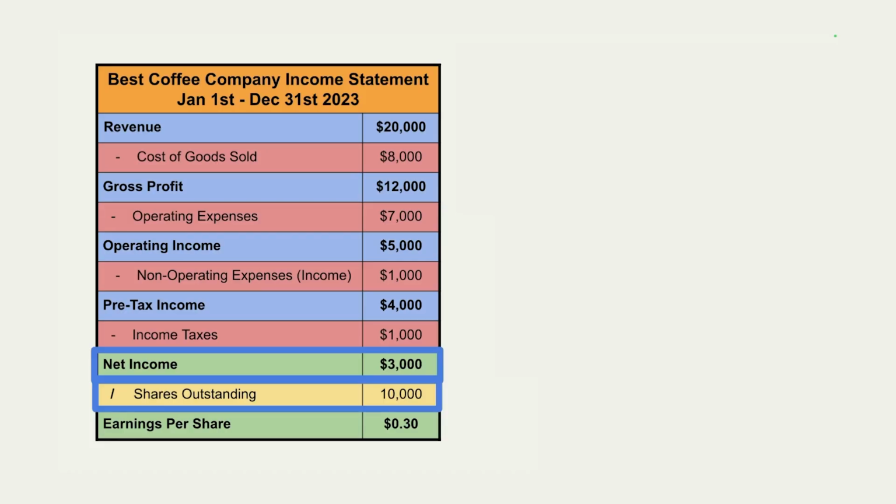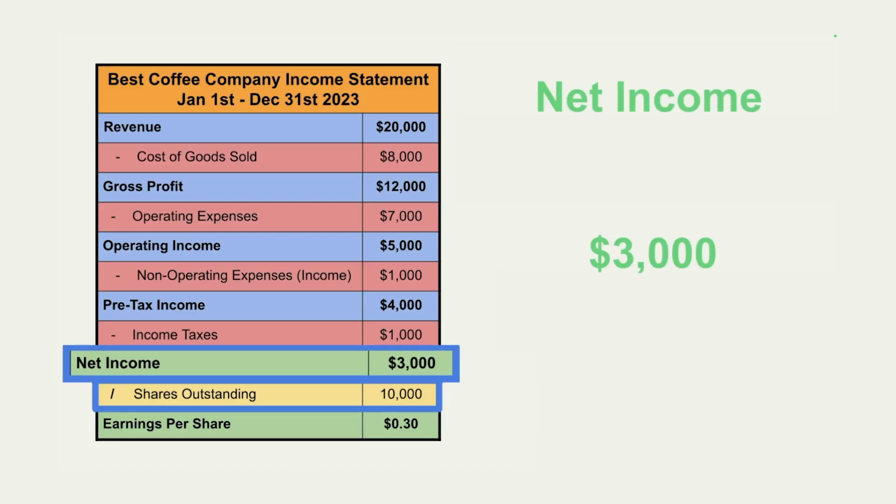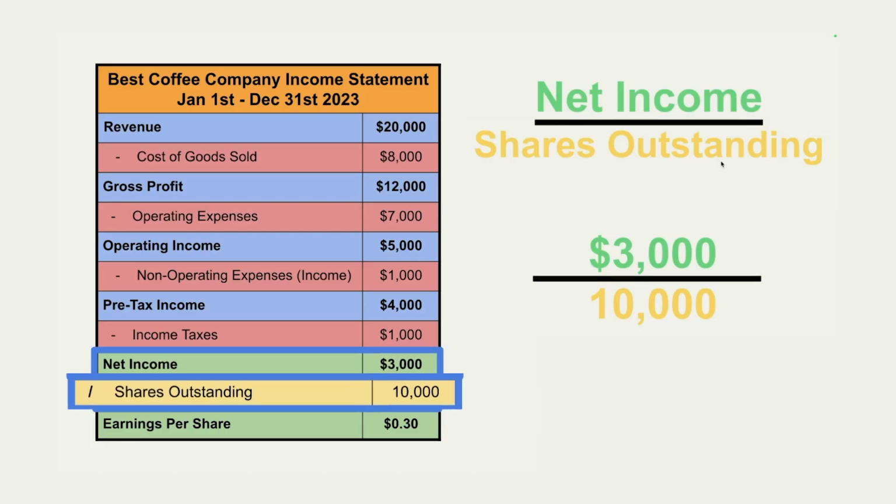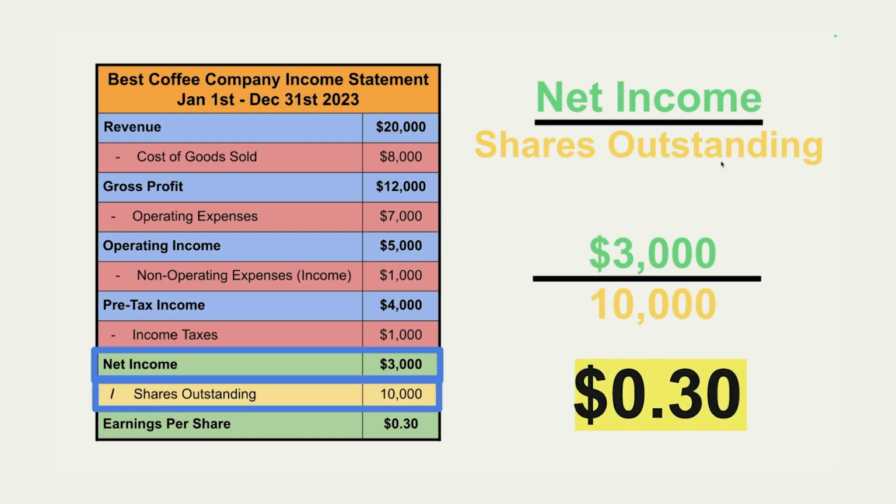To figure this number out for this business, we take the company's net income of $3,000, we divide it by 10,000 shares outstanding, and that gives us earnings per share of 30 cents. Now, we would want to track this figure over multiple years to ensure that this figure was positive and growing.